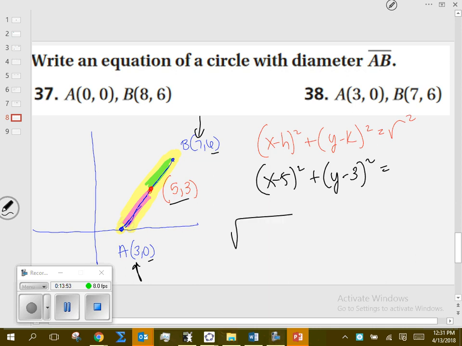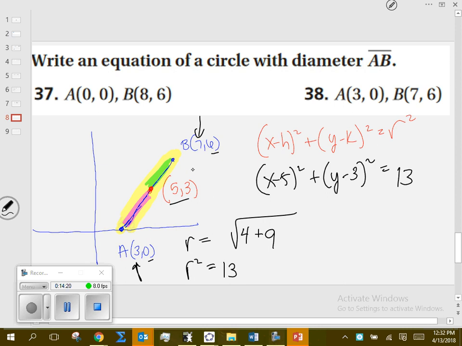But if I take 5 minus 3 gives me 2, square that, you get 4. Add to it then 3 minus 0 squared would be 9. Okay, so remember that's r, correct? So what is r squared going to be? 13. Okay.